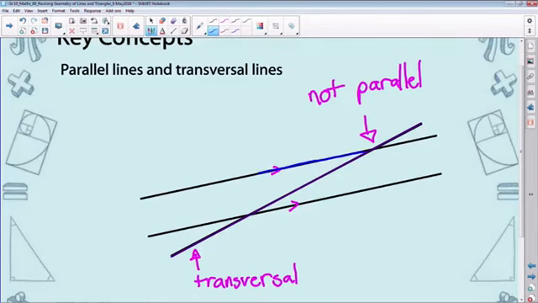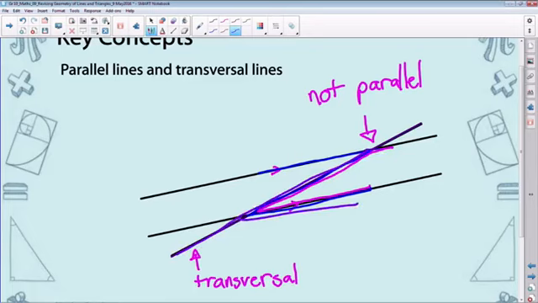We have a Z shape, sometimes known as an N shape. We also have the C shape, also sometimes called the U. And lastly, we have the F shape. Let's do the F in purple, coming down like this.